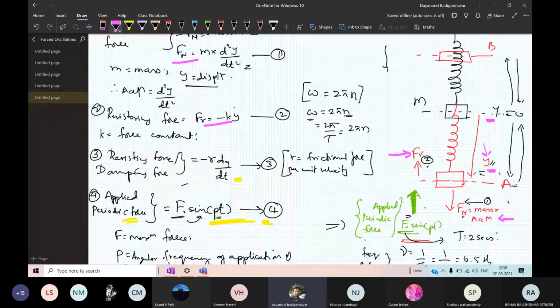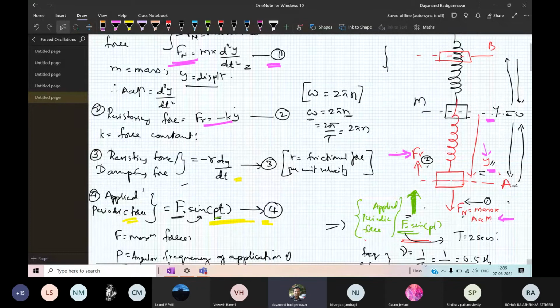Now after that, there is a damping force, or frictional force, or the resisting force, that is given by equation number 3. This is the damping force: minus r into dy by dt. r is the frictional force per unit velocity.